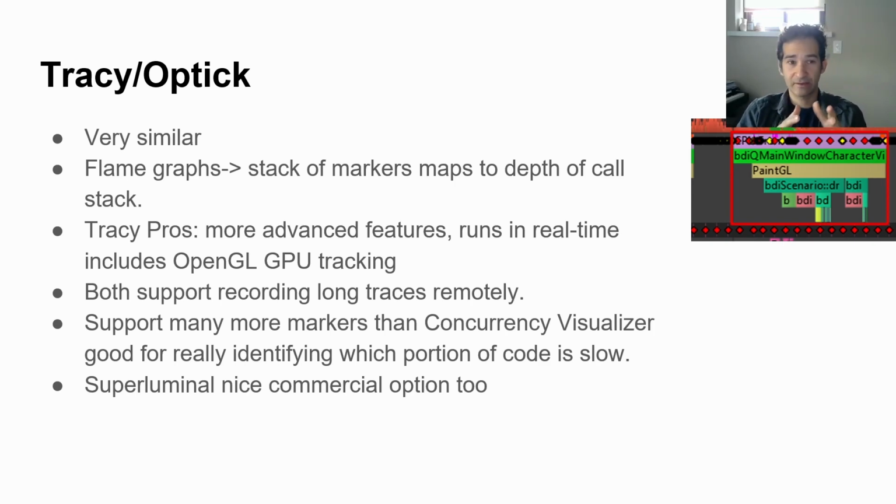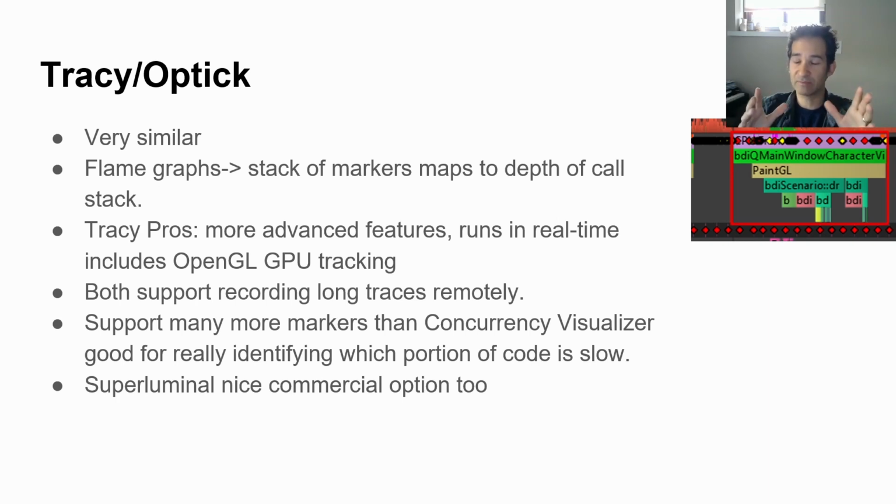I found that Tracy had some more advanced features and runs in real time and includes OpenGL and a couple other graphics API GPU tracking features, which I found really nice. And it runs simultaneously, so you can have your program running and you can watch the values and what's going on in the Tracy window. So super nice. With Concurrency Visualizer, you sort of have to run and then stop and then watch its data spool out.